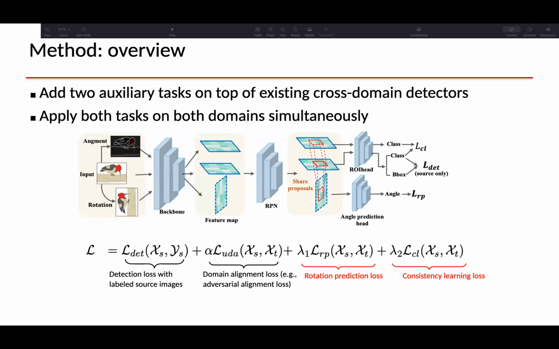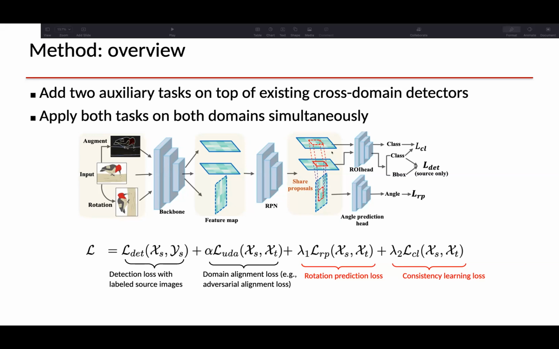So here is an overview of our method. We added two auxiliary tasks on top of an existing cross-domain detector, and we apply both tasks on both domains simultaneously. Our method is actually quite simple. For an image, we apply augmentation, and also we do image rotation, and we send all three views of the image to the detector. We let all three views share the same set of region proposals to guarantee that the same regions are extracted in the different views.